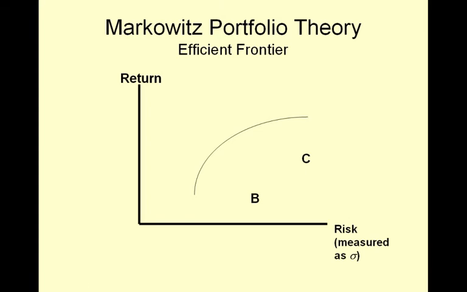But we can't eliminate investments B and C because neither dominates the other. Investment B is characterized by low risk and low return, and investment C is characterized by high risk and high return. Some investors who do not like risk might prefer investment B, and other investors with a higher risk tolerance might prefer investment C.